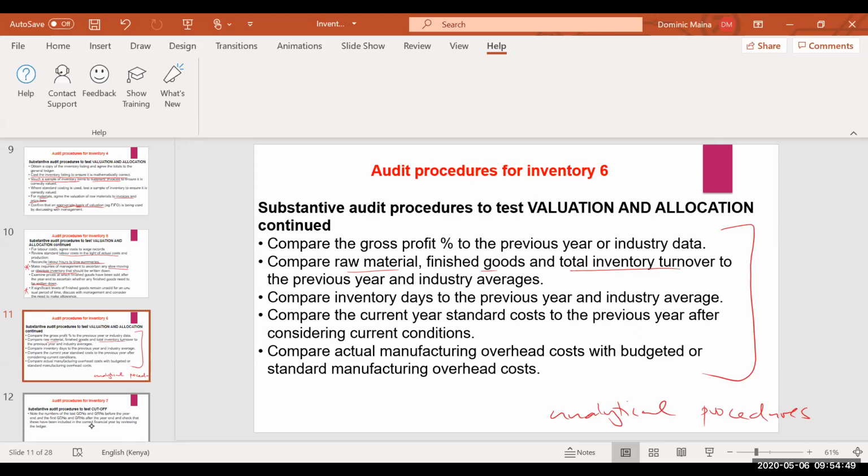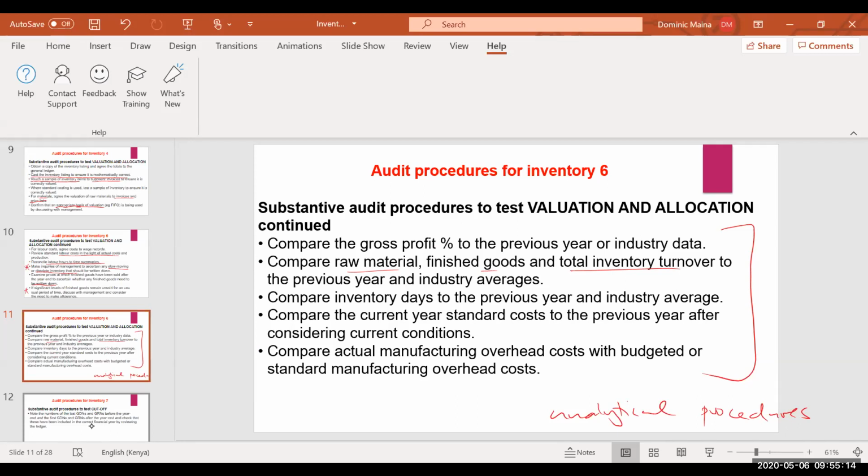In case there is a huge increase in the raw material this year, then you may want to ask the client to justify why the company seems to be keeping excessive stock compared to last year. Maybe the company is keeping more stock this year because there's going to be a short supply of raw material in future, more or less.